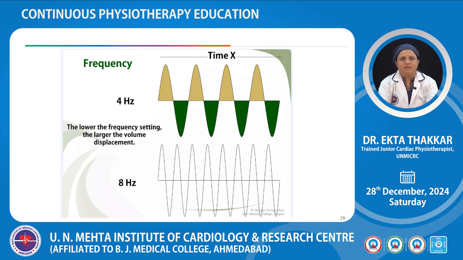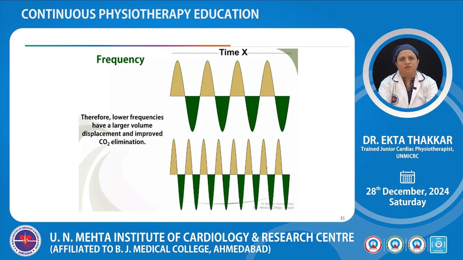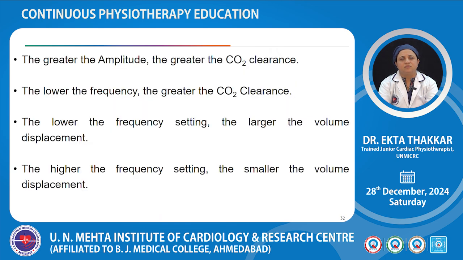The lower the frequency setting, the larger the volume displacement. The higher the frequency setting, the smaller the volume displacement. Therefore, lower frequency has a larger volume displacement and improves CO2 elimination. The greater the amplitude, the greater the CO2 clearance. The lower the frequency, the greater the CO2 clearance, and the lower the frequency setting, the larger the volume displacement. The higher the frequency setting, the smaller the volume displacement.